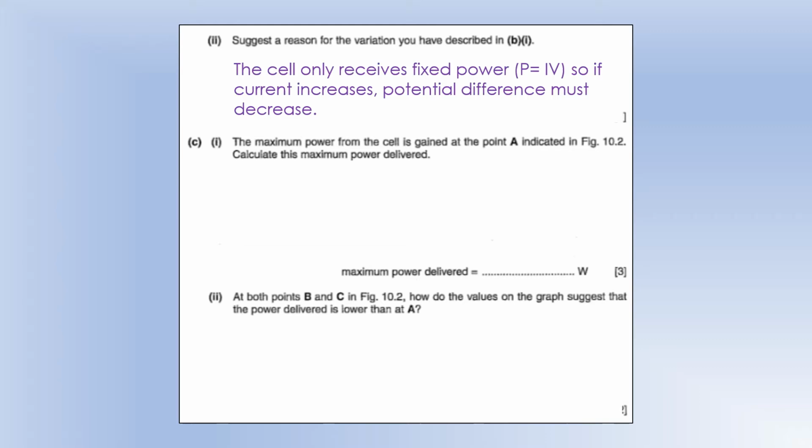So our cell is only receiving fixed power because the sun is delivering a certain amount of energy every second to the solar panel. So if your current increases, potential difference must decrease, using this idea of P equals IV. And the other thing that we could use to explain this is the cell actually has internal resistance. So as your current increases, the terminal PD decreases as well. So that might help us understand what's going on too.